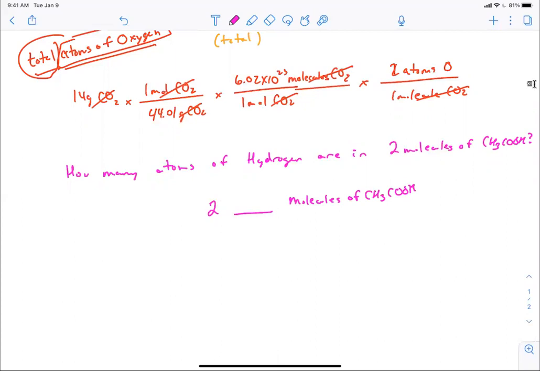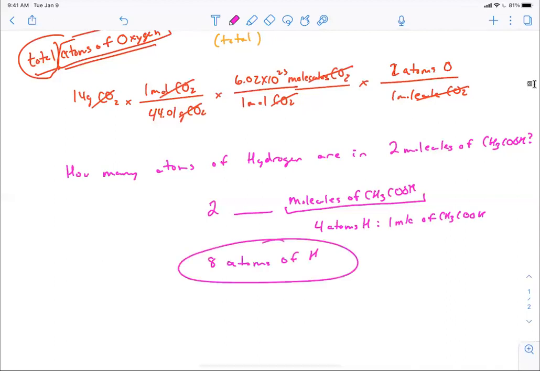So when I say I want the number of atoms there, all I'm doing is converting the molecules of CH3COOH to atoms. And we know that there are 4 atoms of hydrogen for every 1 molecule of CH3COOH. So your answer here should be 8 atoms of hydrogen. So it's really important you pay attention to your units and what the question is asking, because this is going to be like the first question on every single multiple choice.